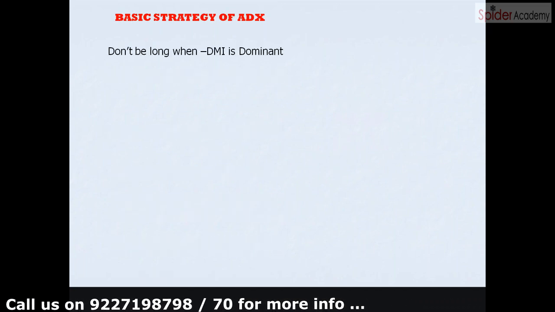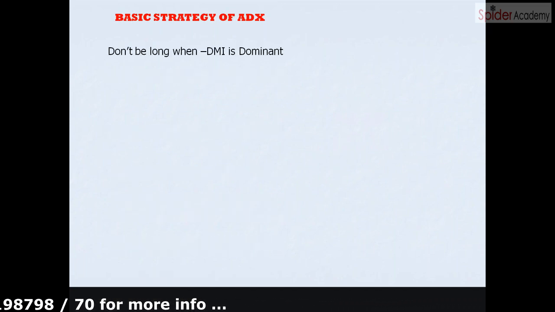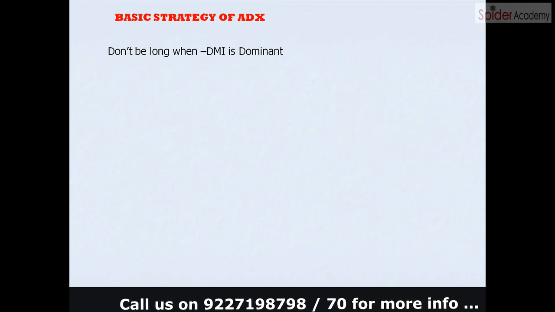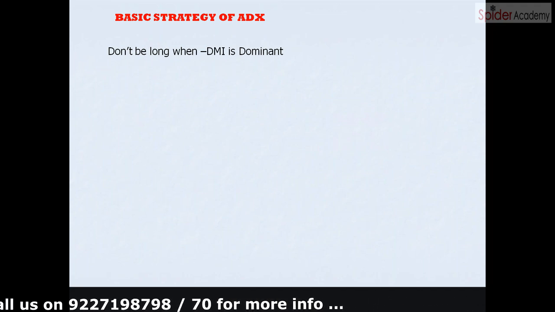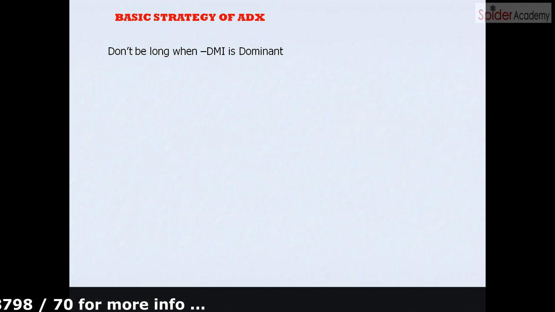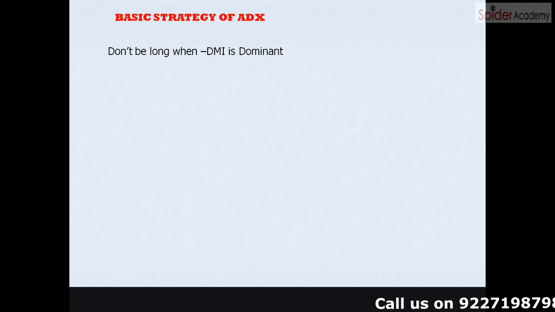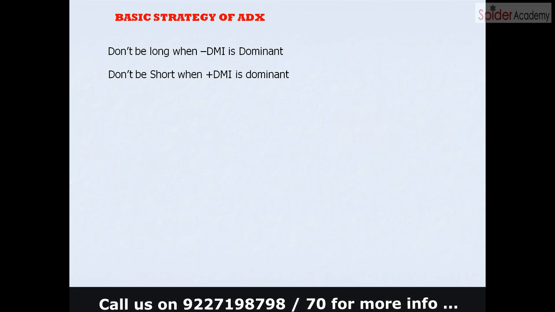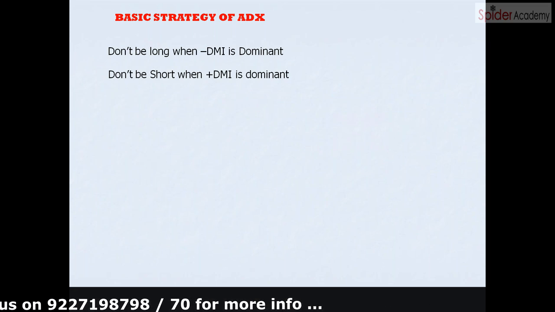Some conditions जो अपने को माइंड में रखनी है. Don't be long when negative DMI is dominant. बाय का ट्रेड नहीं करना है जब negative red line dominant. What is red line dominant? Means, as we told previously, dominant is the line on the top. जब रेड लाइन ऊपर है तब अपने को लॉन्ग का ट्रेड नहीं करना है. Similarly, when the positive DMI is dominant, we don't have to be short.